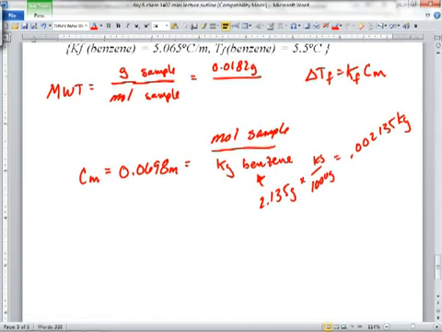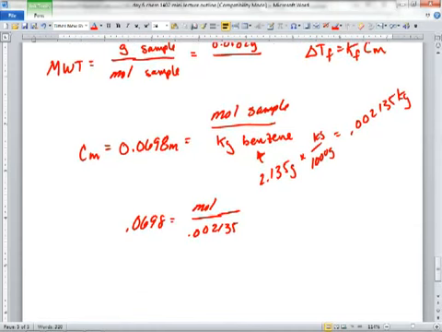Okay, so what we really have is 0.0698 equals our moles all over 0.00213. Since everything's in the right units, I just left them out. Kathleen, how are you going to solve for the moles of sample there? She says multiply. You see, she's exactly right. It's that whole diagonal idea there. You have to move the 0.00213 to the other side.